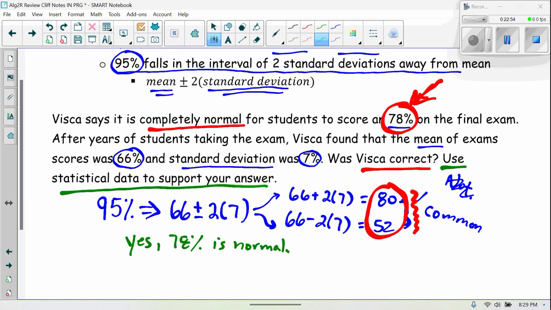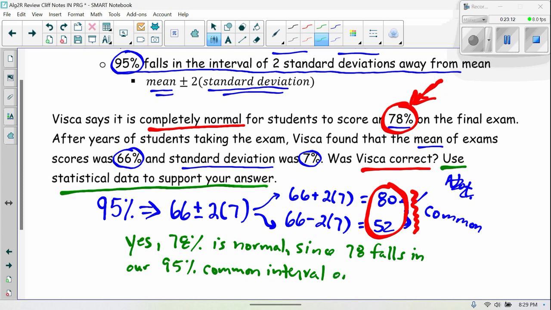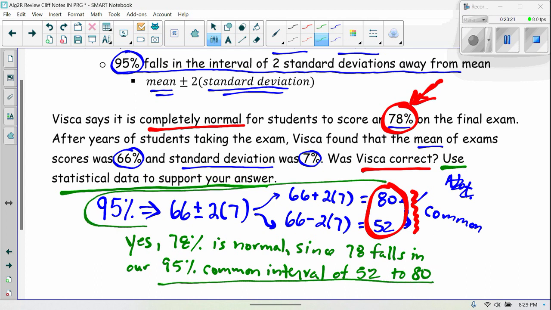Since 78 falls in our 95% common interval of 52 to 80, this right here is your statistical data. Right there.